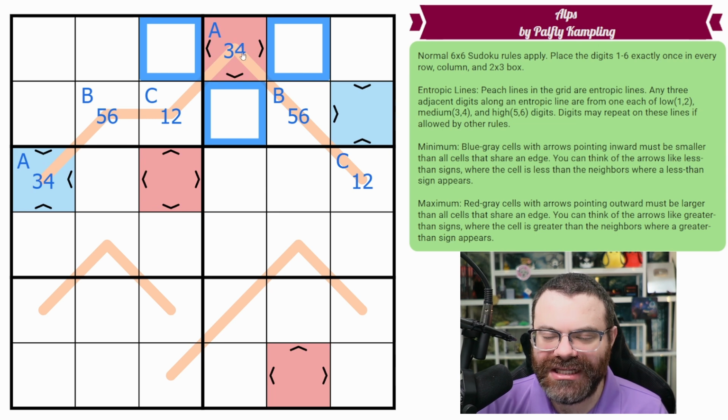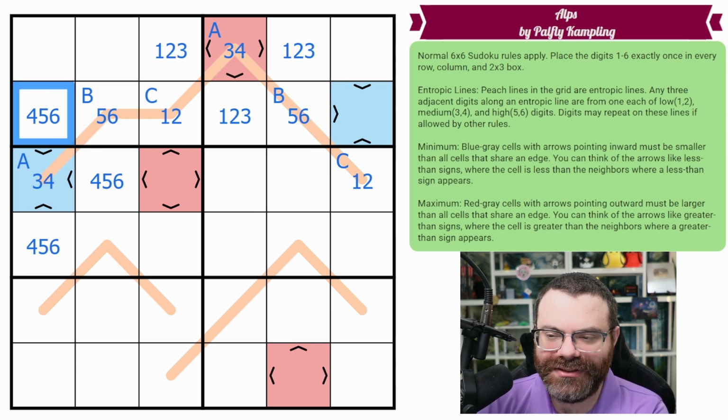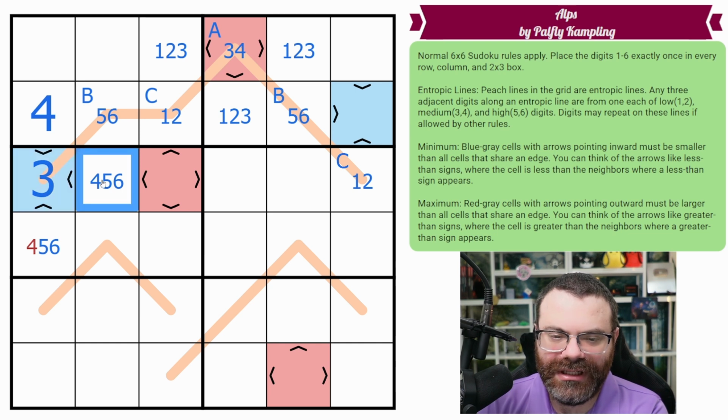This 3, 4 has to be bigger than the ones around it. So these have to be from 1, 2, 3. And then this 3, 4 has to be smaller than the ones around it. So this has to be from 4, 5, 6. Now this can't be 5, 6. So this ends up a 4. This ends up a 3, which is the less restrictive version. Okay.